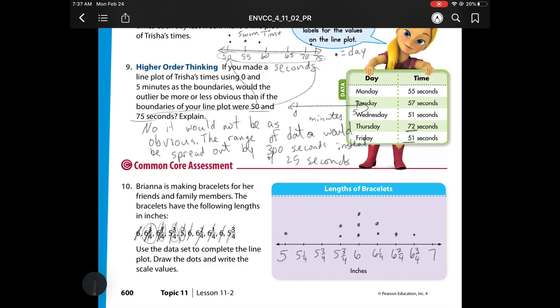So we've used the data to complete the line plot. Draw the dots, which we did, and write the scale values. So my scale is what? Scale is what are we counting by? Well, to get from one to the next, I'm counting by a fourth. So my scale value is 1/4 of an inch. All right, that's it.